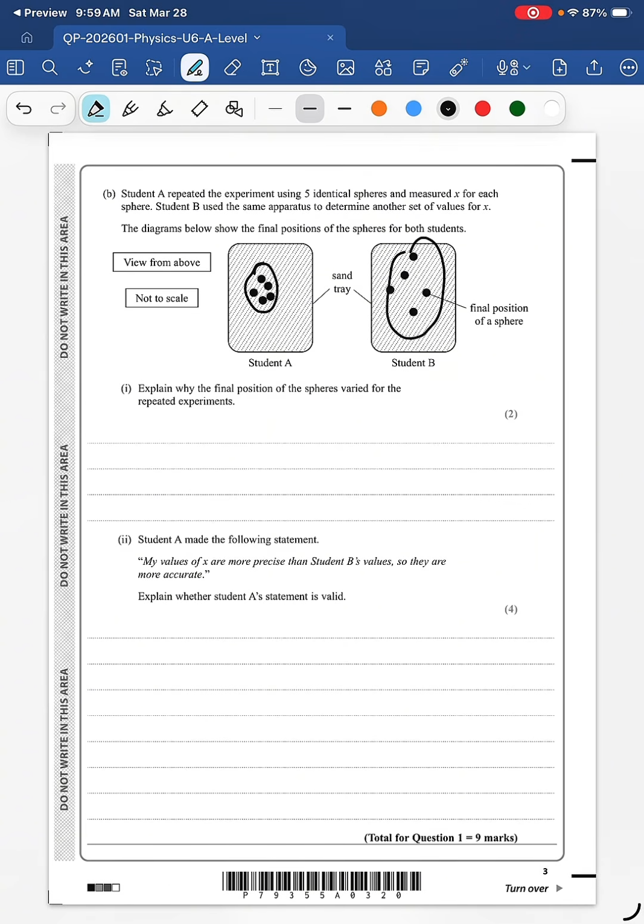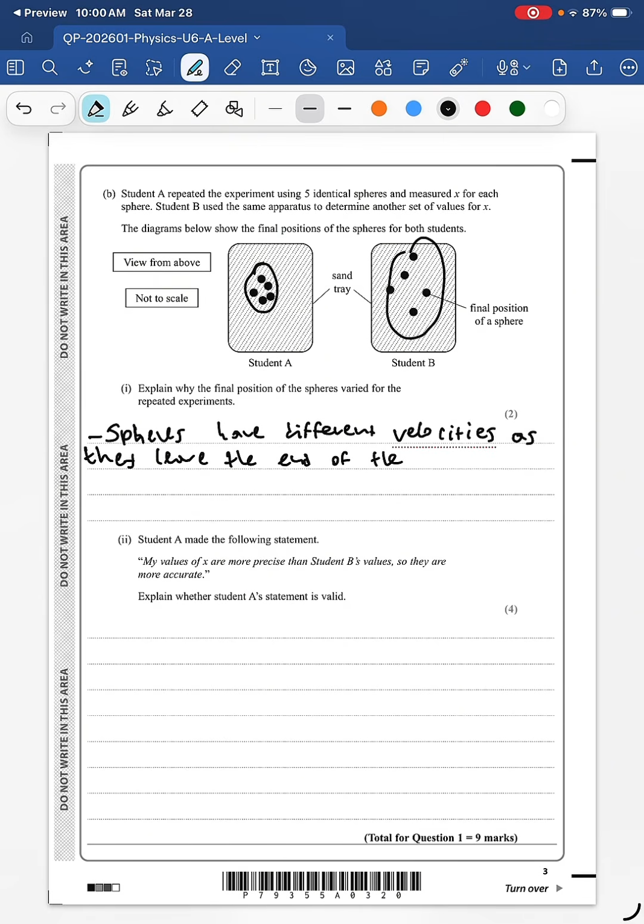So, question I, explain why the final position of the spheres varied for the repeated experiments. So, one reason can be that spheres have different velocities as they leave the end of the tracks. Okay, that can be one reason.